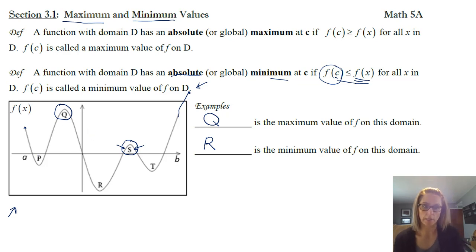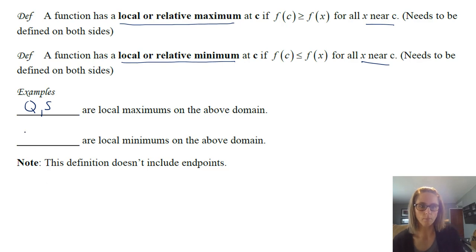And conversely, we have 3 values for local mins. So here you have a local min, here you have a local min, and here you have a local min. So I'll put those back on the other one: P, R, and T. Okay. Now, notice the definition does not include endpoints.